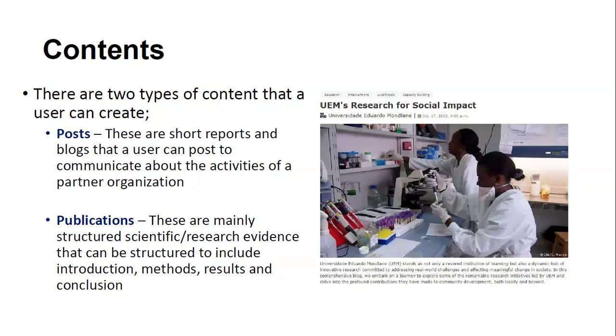Then there are publications. Sometimes you have done scientific research. In that research, there was a background, there was a method, there were results, and there's a conclusion, and you want to structure it like that. This is also a way of putting that kind of output. In the wiki, we call it emerging evidence. You've done some research, there's emerging evidence that you want to communicate, so you can communicate it.